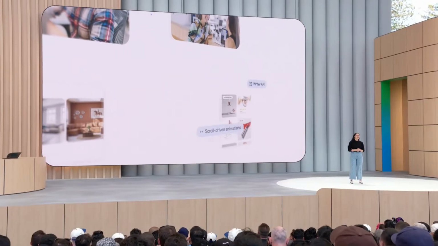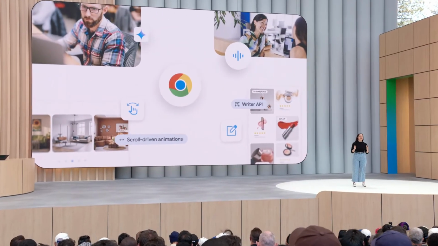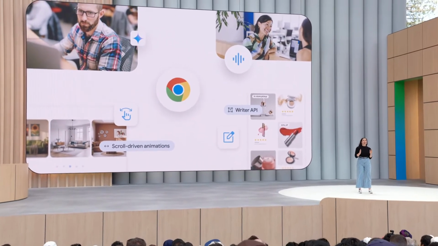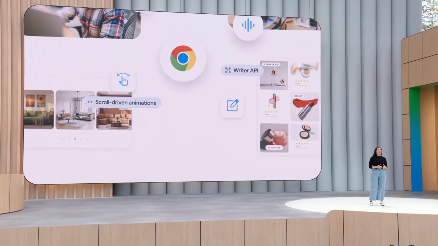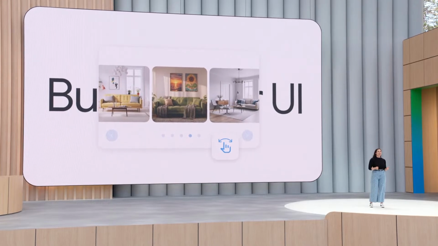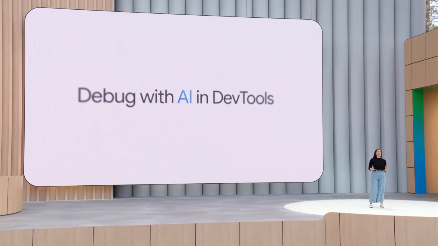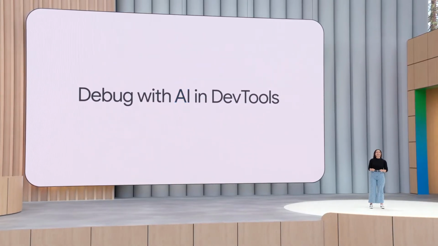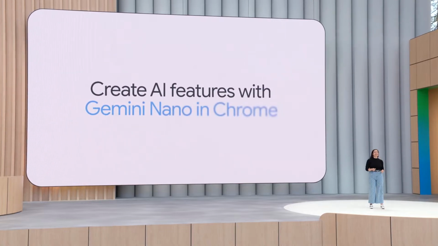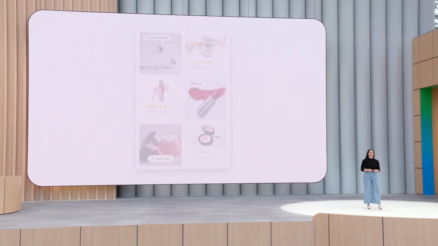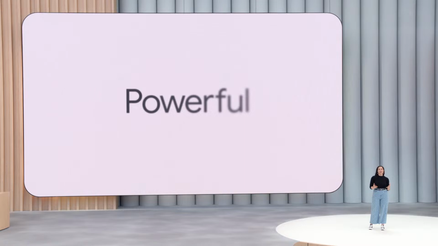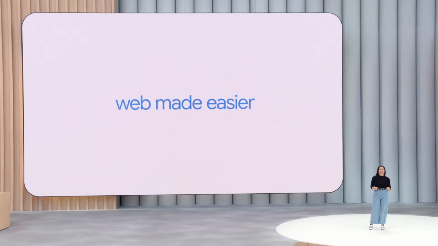Today, I want to introduce you to a slew of powerful new features in Chrome that will help you do just that. With these features, you can build better UI, debug your sites more easily with DevTools, and create AI features more quickly and cost-effectively with Gemini Nano in Chrome. All of these with the goal of creating a more powerful web made easier.